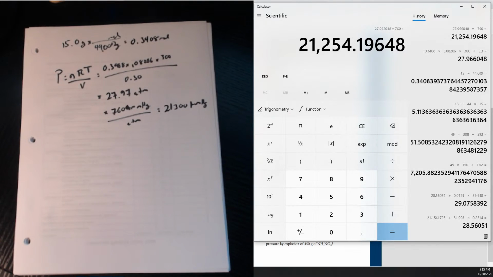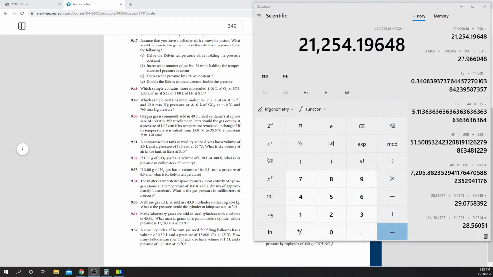Problem 54. The matter in interstellar space consists almost entirely of hydrogen atoms in an atmosphere at a temperature of 100 Kelvin and a density of approximately 1 atom per cubic centimeter. What is the gas pressure in millimeters of mercury? Okay, 1 atom per cubic centimeter. So I'm going to convert from atoms per cubic centimeter to moles per liter.